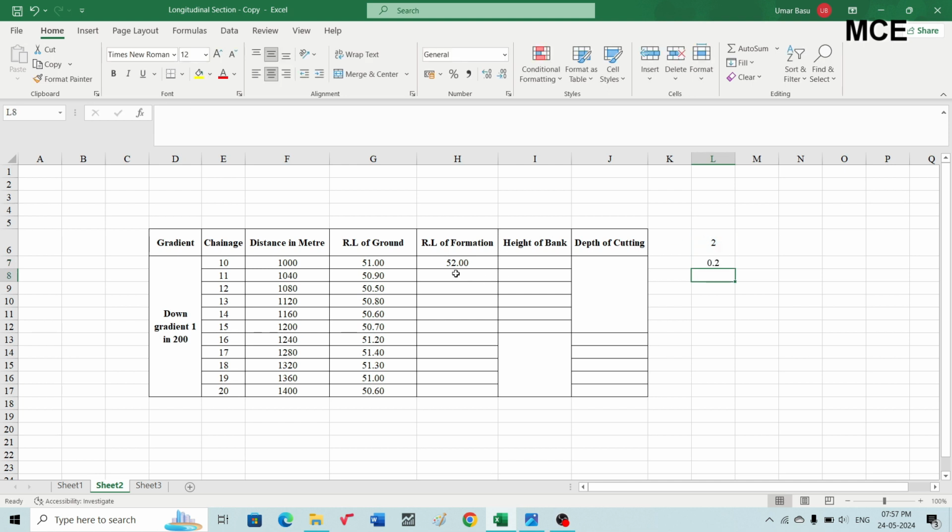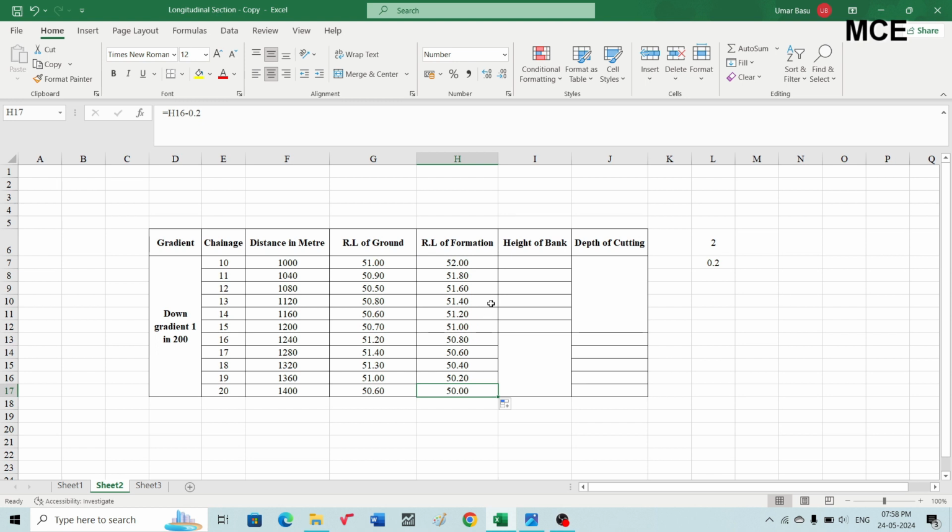It means if the RL of formation at the first chainage is 52, RL of formation at chainage 11 will be 52 minus 0.2, which is 51.8. And RL at chainage 12 will be 51.8 minus 0.2, which is 51.6. So simply select either 51.8 or 51.6 and drag it till the last row, and Excel will automatically calculate the RL of formation for the rest of the chainages. You can see the difference between the RL of formation at chainage 10 and chainage 20 is 2 meter.